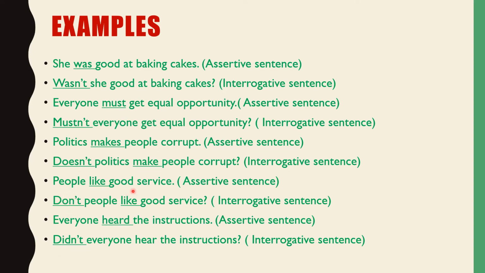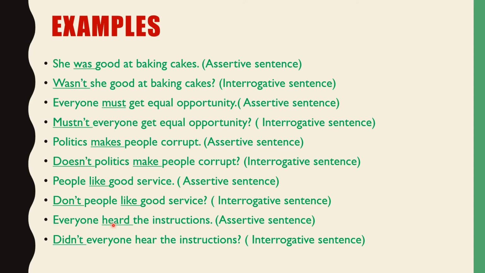Over here, what is the tense? It is the present. So do or does in the present. Now here, do we say does people? No, we say do people. Now we start with don't. Why don't? Because the assertive is positive. So therefore, instead of writing do people, you'll say don't people like good service? This is an interrogative sentence.